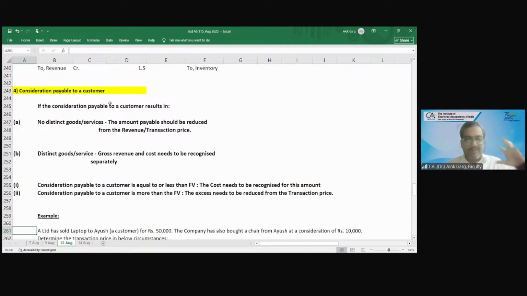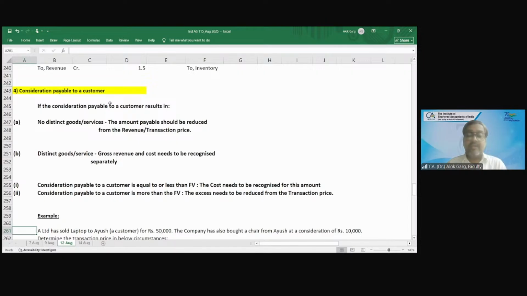So Ind AS 115, you are learning from the perspective of Raymond's in this example, not from the perspective of Alok Garg. Yes or no? So you are the auditor of Raymond's and you are looking at this transaction from the Raymond side. 10,000 rupees you have collected, 1,000 rupees you have paid, right? So the question comes, what should be the revenue?